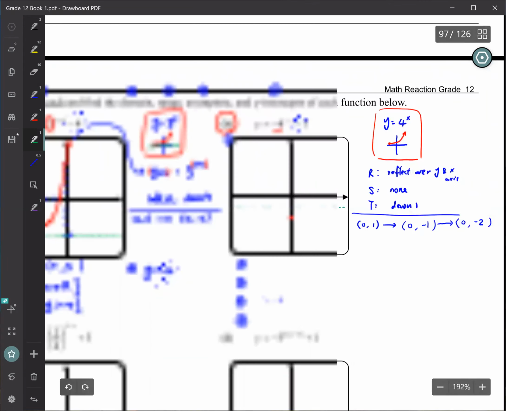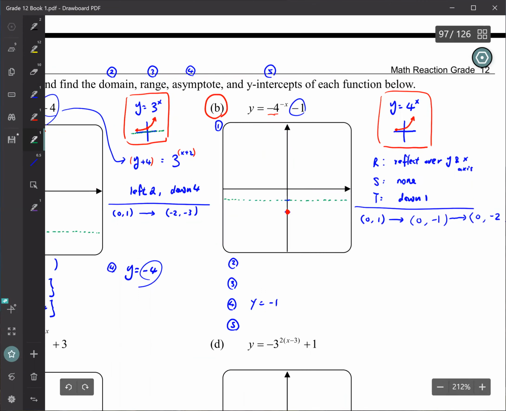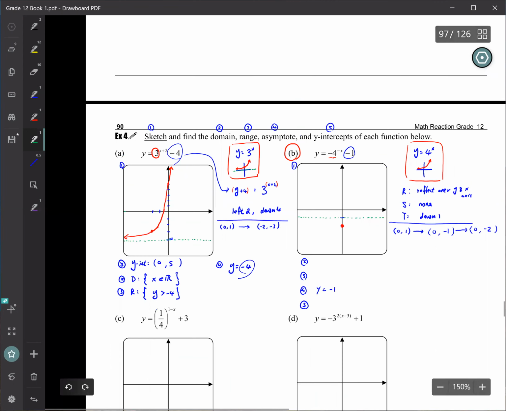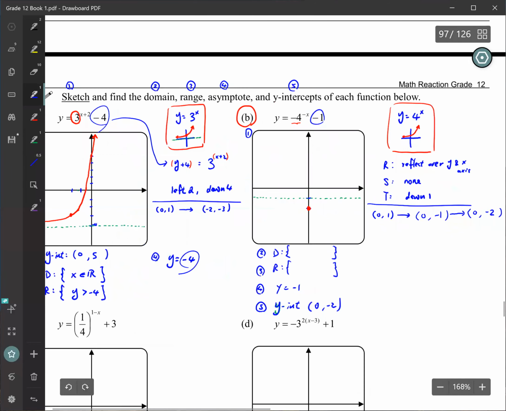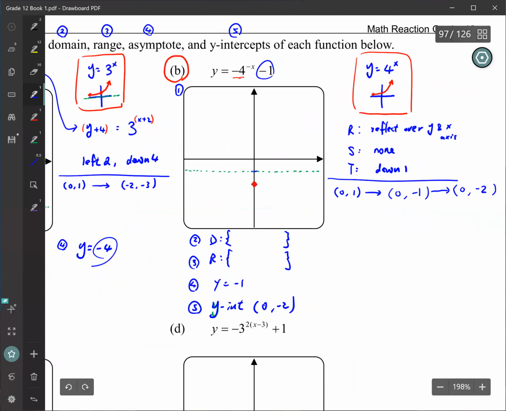Okay, now the y-intercept is the same place, right? 0, -2, so we don't need to find the y-intercept. That one is already found. Y-intercept, our number 5, is 0, -2. Okay, 2 and 3 is the domain and range, so you need to see the graph to answer that. Okay, if you finish the graph, please raise your hand.